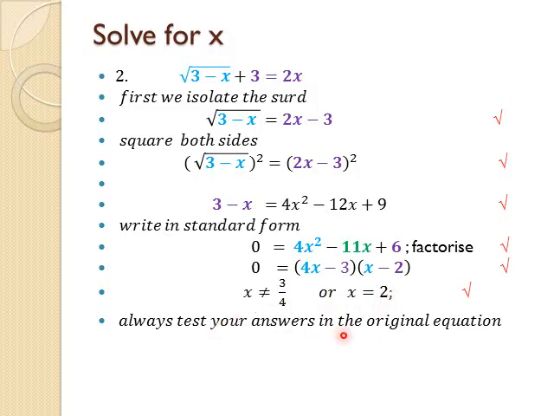We always have to test our answer. So I put 2 back in there. 3 minus 2 gives me 1. Square root of 1 is 1. And 1 plus 3 would give me 4. 2 times 2 is 4, so 4 equals 4.